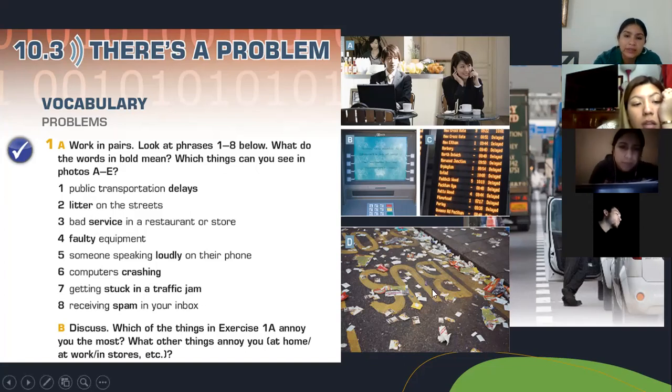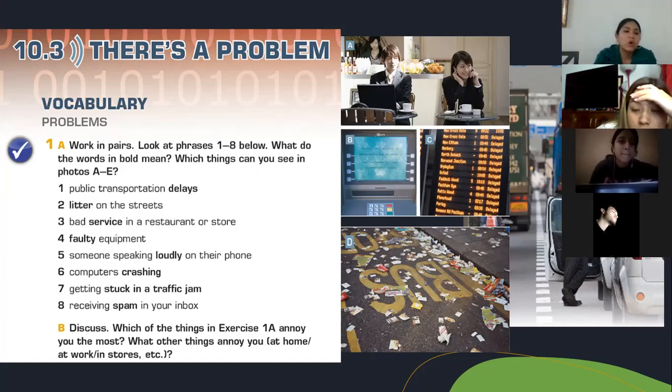Picture D. Number 2, very good. Litter on the streets. Very good. And therefore, for the last one, picture E. What's the problem? 7. Very good. This person is stuck in a traffic jam.